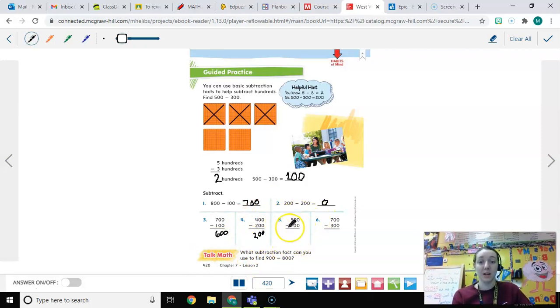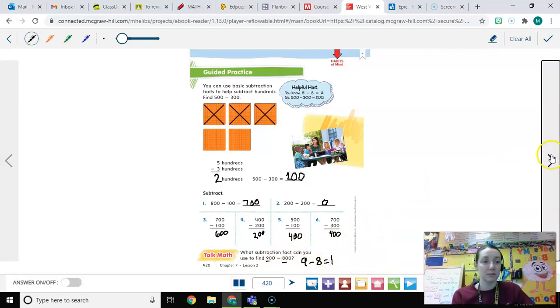500 minus 100, what's 100 less than 500? 400, right? And the last one, 700 minus 300 is going to be 400 because I know that 7 minus 3 is 4. So pretty similar, you're just taking them away this time instead of adding them together like we did with our addition chapter. It says, what subtraction fact can you use to find 900 minus 800? I see a 9 and an 8, so 9 minus 8 equals 1, so 900 minus 800 is going to be 100.